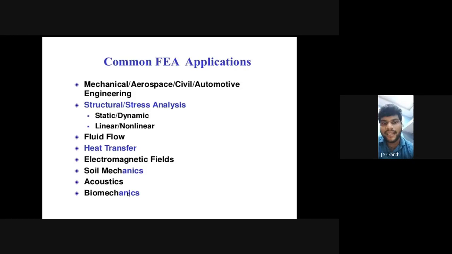So mainly in this finite element method, what is the main example? That is bridges.